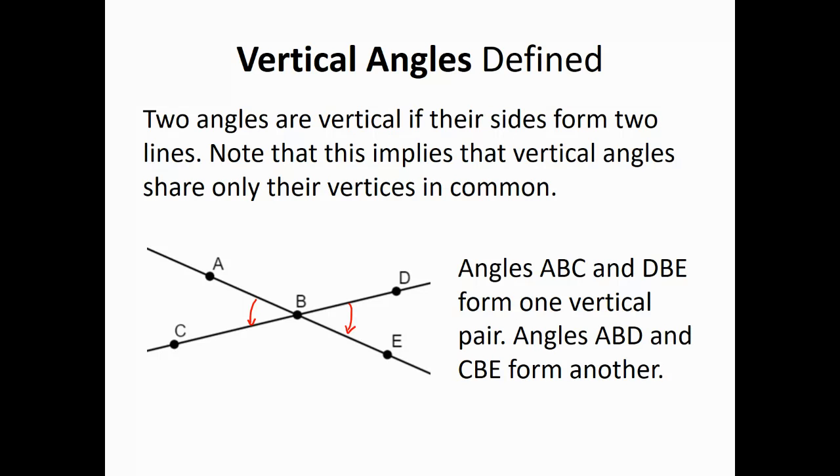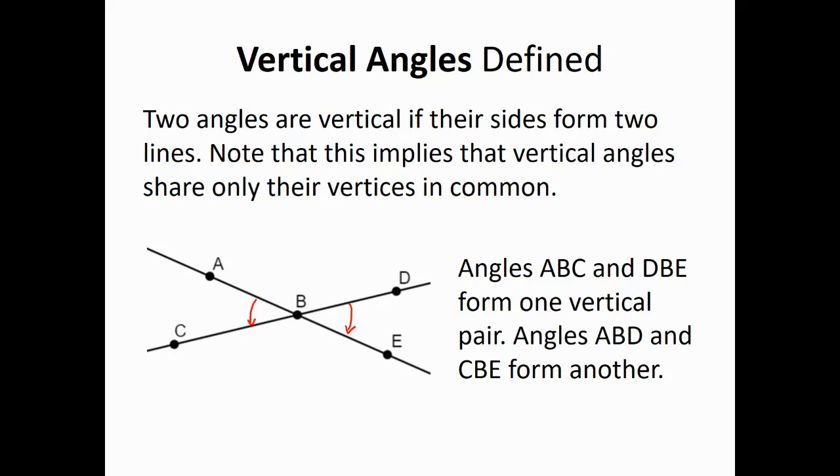The sides of ABC are BA and BC. The sides of DBE are BD and BE. And notice that those sides form two lines. One of the lines is the line that passes through A and B and E. The other is the line that passes through C and B and D. So when you have angles arranged in some such way as this, or in this way, you have vertical angles.